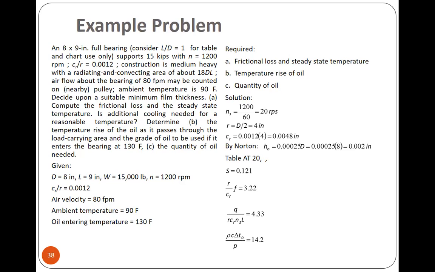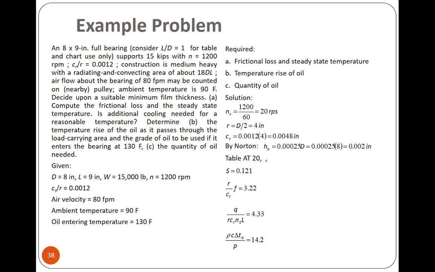So, an 8 by 9 inch full bearing, so this is a full bearing, consider L over D for table and charts only. Suppose 15 kips with N is 1,200 RPM. Cr over r is 0.0012. Construction is medium heavy with radiating and convecting area of about 18 D L. Airflow about the bearing of 80 feet per minute may be counted on, nearby pulley. Ambient temperature is 90 Fahrenheit. Decide upon a suitable minimum film thickness.